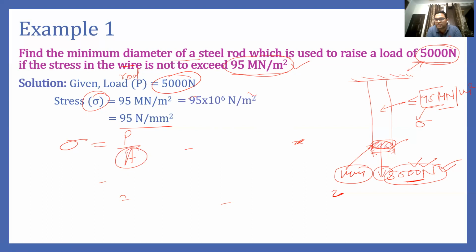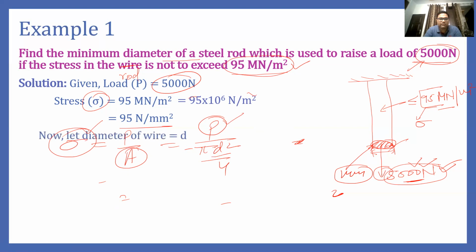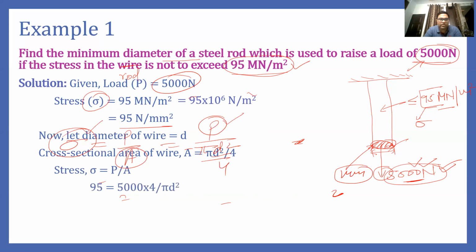Now the area is the area of cross section at which this load is applied. Because this is a circular area, we can write pi d square by 4. So we know the value of P, and we know the value of sigma. So the LHS value is already known. In the RHS, we already know the value of P. So the only unknown value is D. By putting all the values, we can find the value of D.